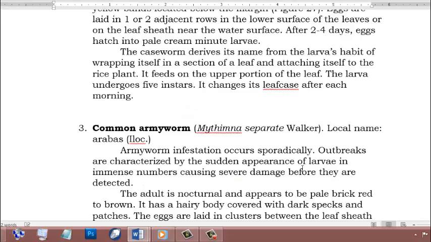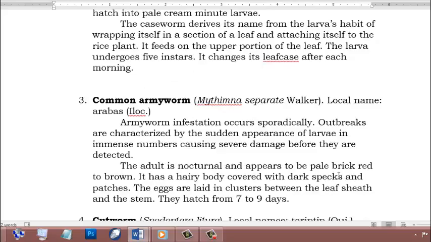Then, third, we have the common armyworm, local name arabas. They consume large parts of the leaves if this pest cannot be controlled. Armyworm infestations occur sporadically. Outbreaks are characterized by the sudden appearance of larvae in immense numbers, causing severe damage before they are detected.